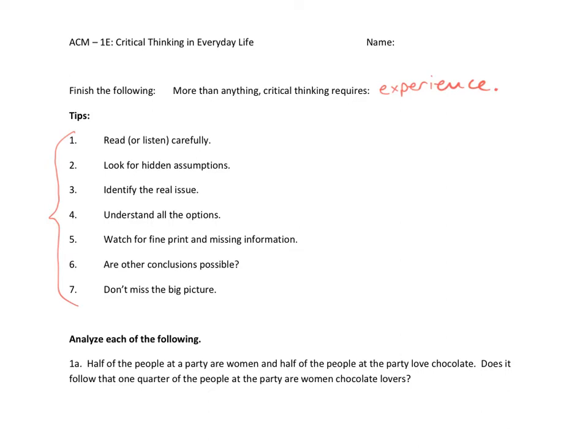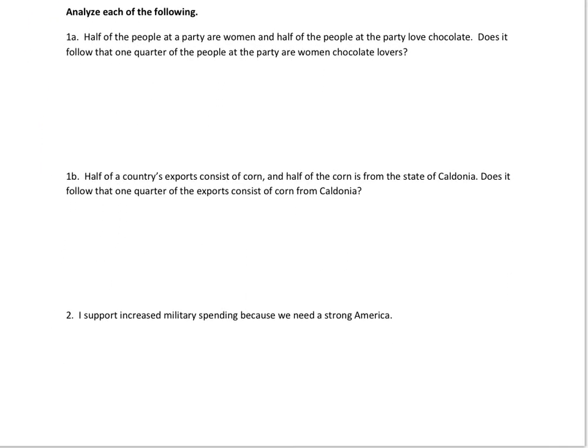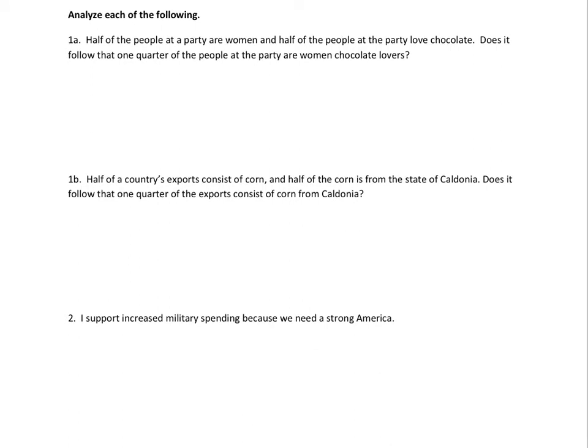So what we will do is take a few moments to look at these next three examples and analyze them. In the first scenario, 1A here, we have a statement that says half the people at a party are women and half the people at a party love chocolate. Does it follow that 1/4 of the people at the party are women who love chocolate? Well, if you can find one specific scenario where that doesn't work, then the answer has to be no.